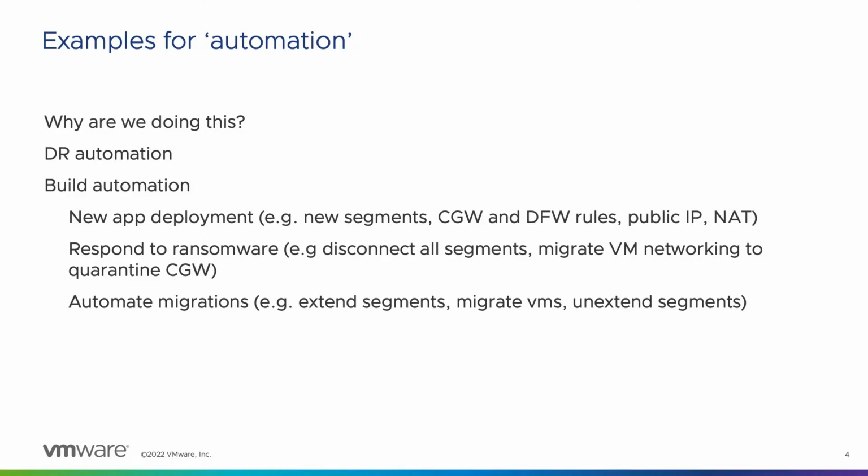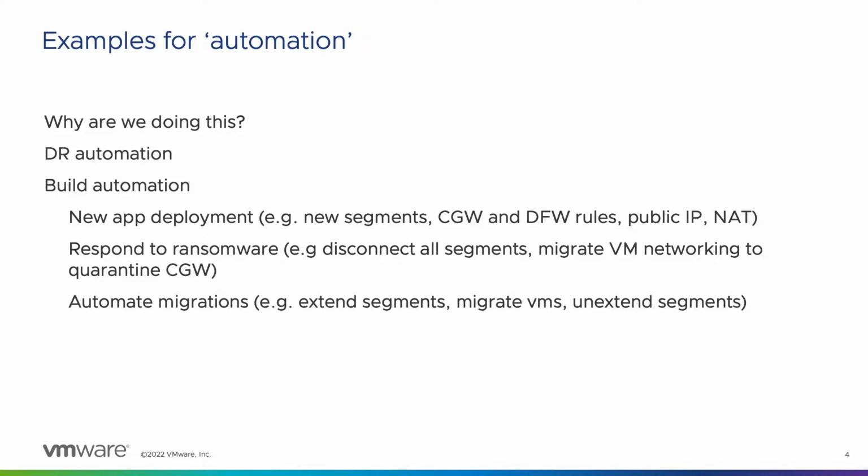So, a new app deployment where a developer might come to you and go, we need these 20 VMs deployed and they need these firewall rules. Okay, great. I can write a script and I can make this repeatable so that I'm not having to do all that rework manually and potentially introducing error into the environment.